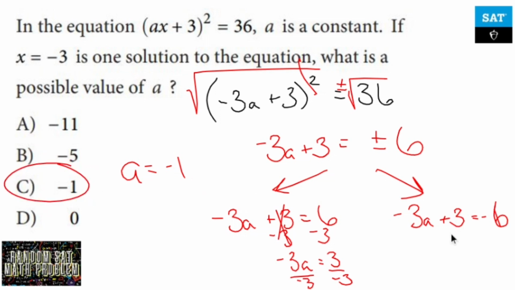Now, let's just do the other one just for funsies. Subtract 3. Negative 3a is negative 6. Divide everything by negative 3, and your other possible solution is going to be regular 3. They don't give us that option, but it only asked for one possible value of a. So one possible value of a was negative 1. X is negative 3, a is negative 1. Negative 1 times negative 3 is 3. 3 plus 3 is 6. 6 squared is 36. Yeah, I guess I did it right.